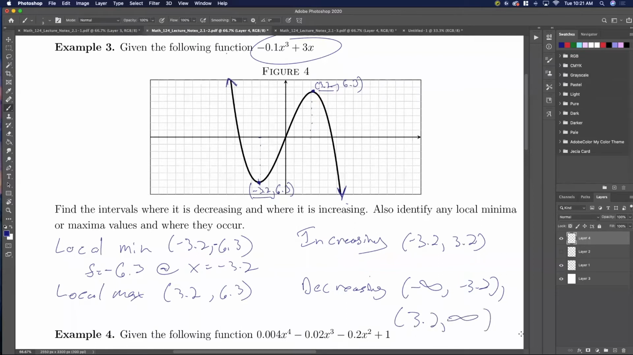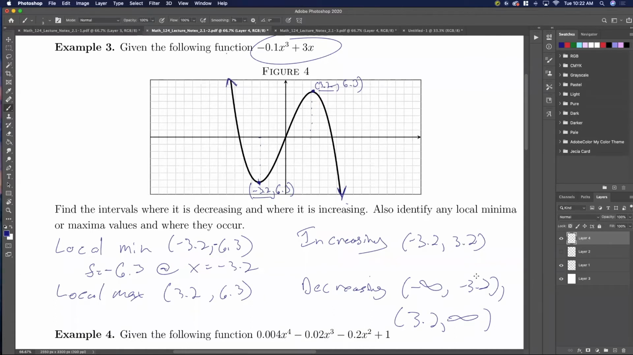So I like to list my intervals of increasing and decreasing as separate intervals. So it's increasing in this interval, it's decreasing in this interval, it's decreasing in this interval. It's not incorrect to say it's decreasing over an interval union another interval. That's fine, but I like to use commas. In fact, the homework also does.